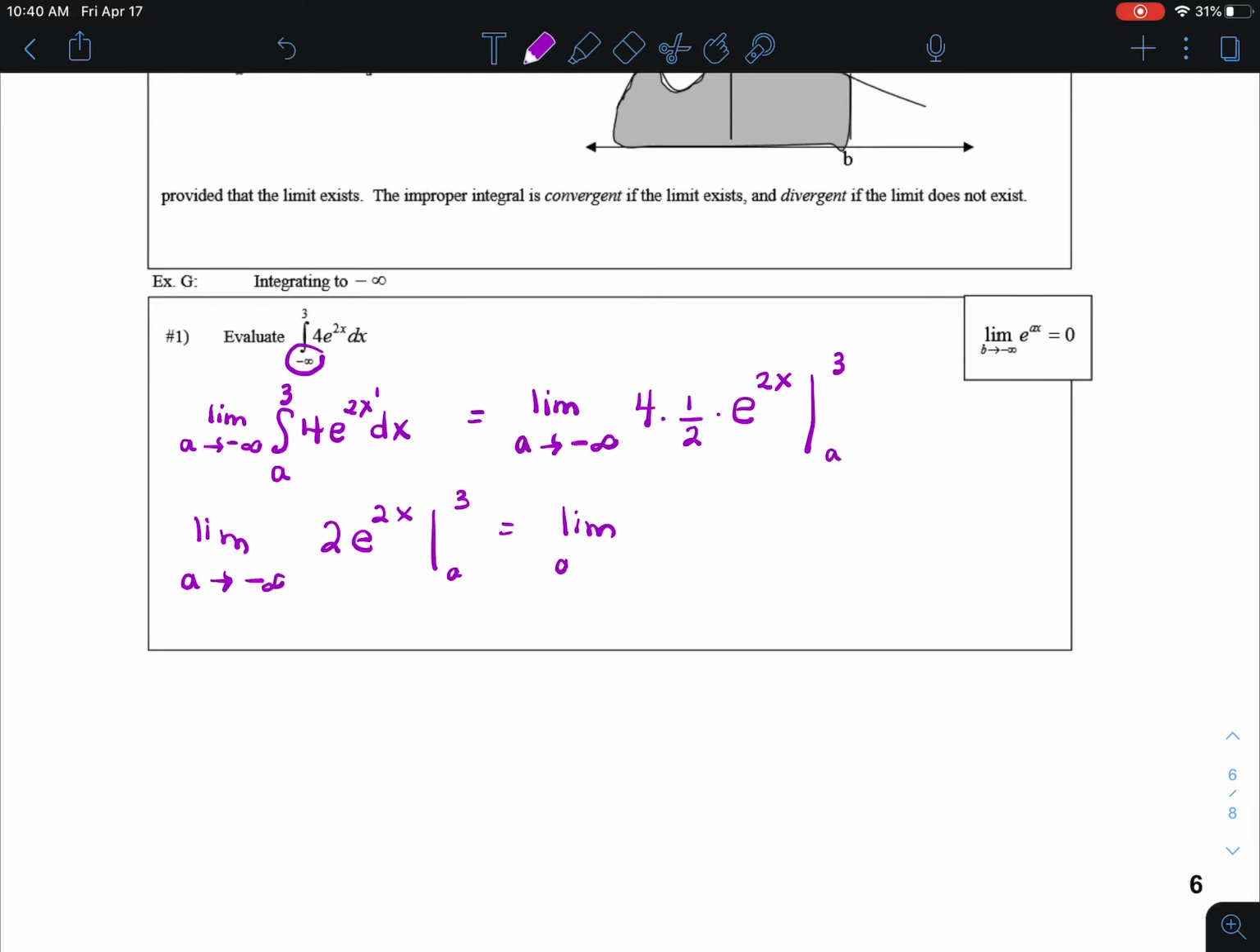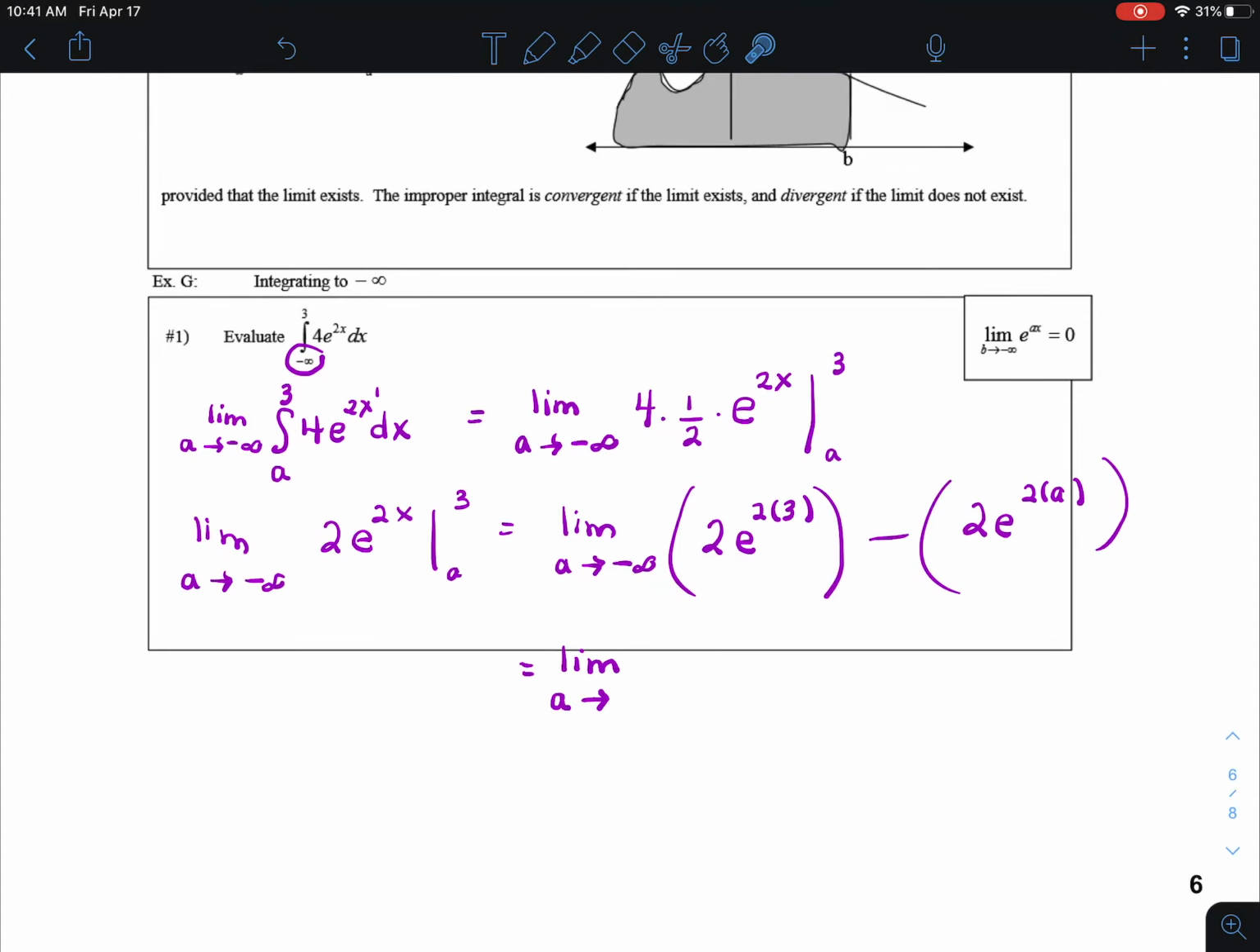Okay, so I'm going to keep with the limit notation, 2 sets of parentheses. I'm going to substitute a 3 in for the first x, because that's my upper limit, and then I'm going to substitute an a in for my second x. Now, here's where we're going to have to be a little careful. Okay, I'm going to write this one last time.